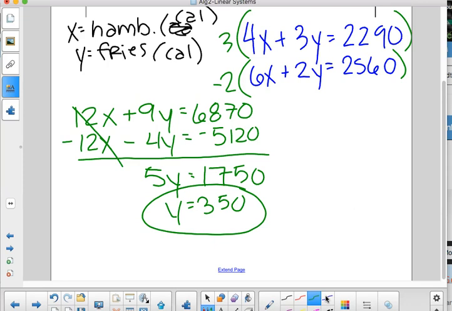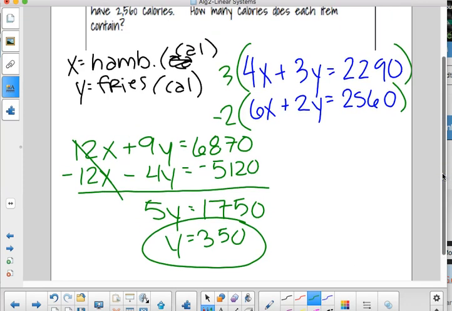Once you have one of your variables, how do you get the other one? Plug it in. Technically, you could plug it into any of these 4. I would not plug into these ones because they're bigger numbers. So go back to the originals when you plug in and just pick one. Doesn't matter which one.